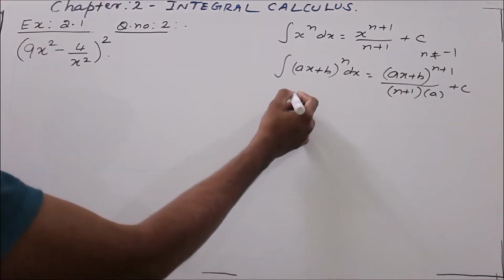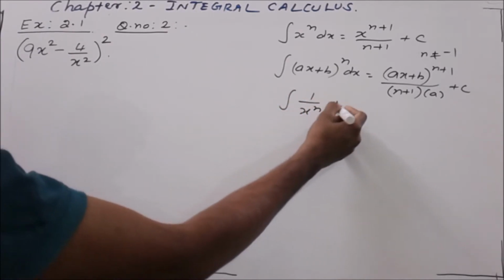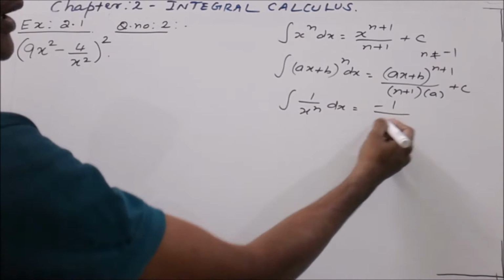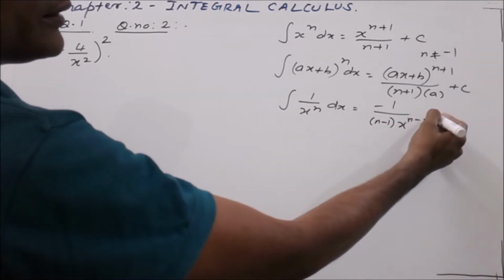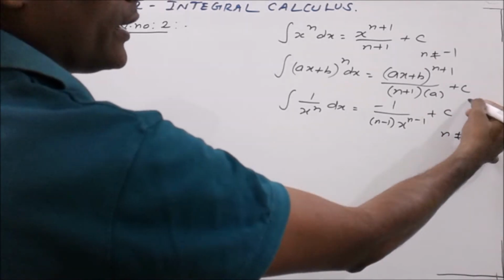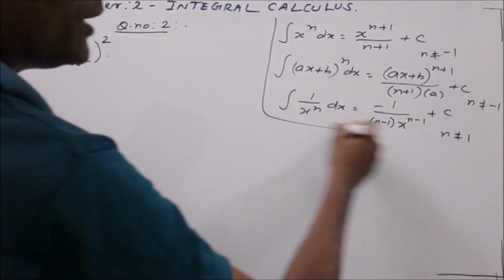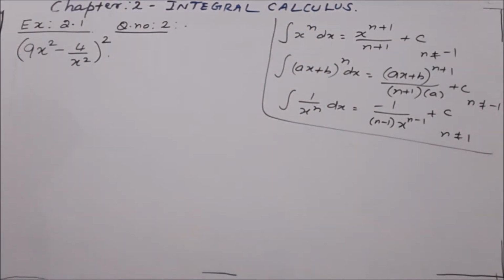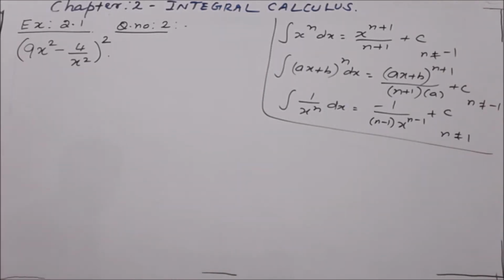And then one another formula, integral 1 by x power n dx is equal to minus 1 by (n minus 1) x power n minus 1 plus c, where n is not equal to 1. These are the formulas applied in the first exercise. So you should be thorough with these three formulas to complete exercise 2.1.